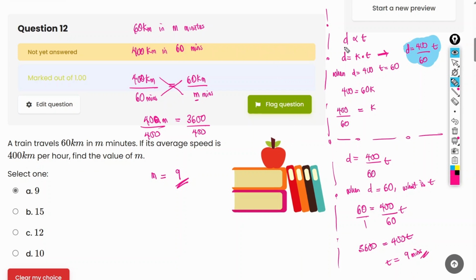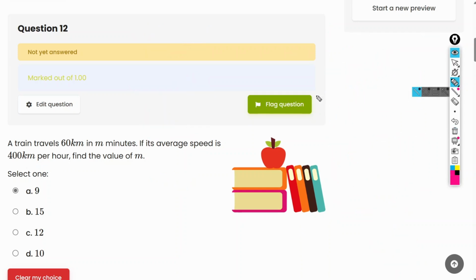So either way is fine. You could have gone all the way to set up the direct proportion, or you could have just cross multiplied. It's all good. That's question 12.